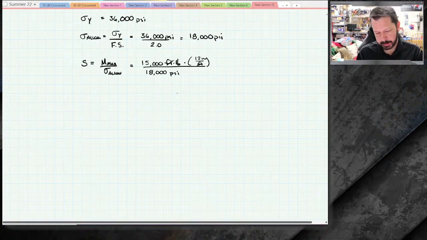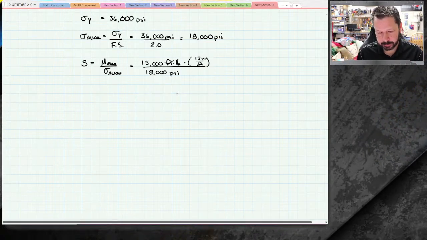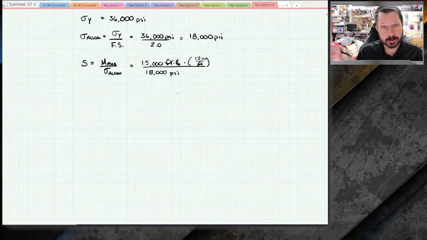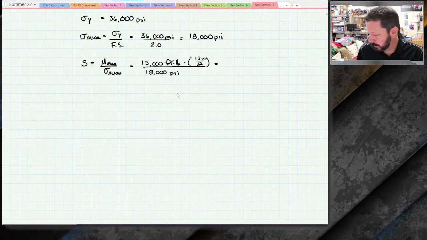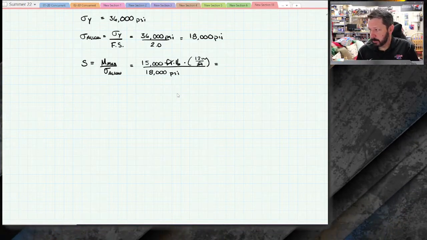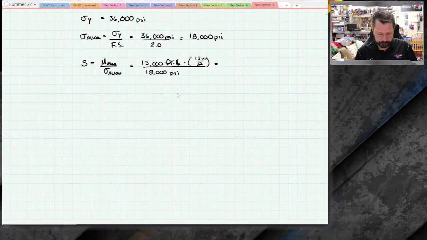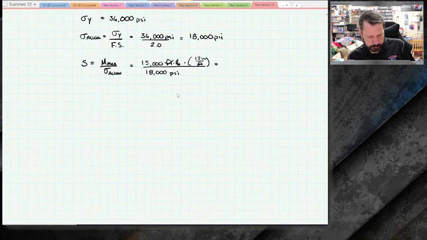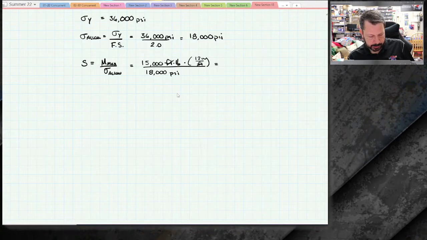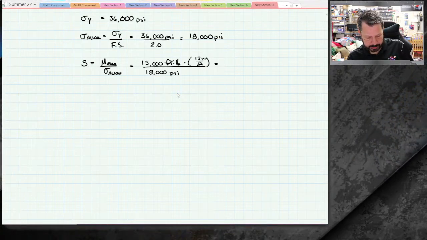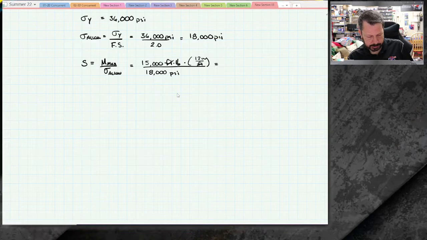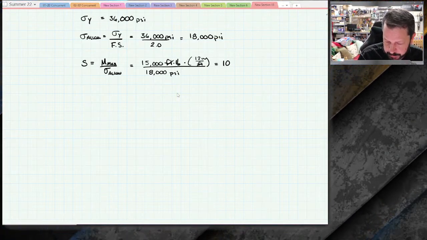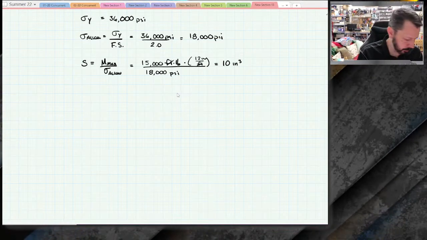So now the pounds will cancel out, the inches will all end up multiplying together, and I'll have section modulus in inches cubed. So let's see what number that is. 15,000 foot-pounds times 12 to get to inch pounds divided by 18,000 psi is 10. So 10, and the units on that would be inches cubed.